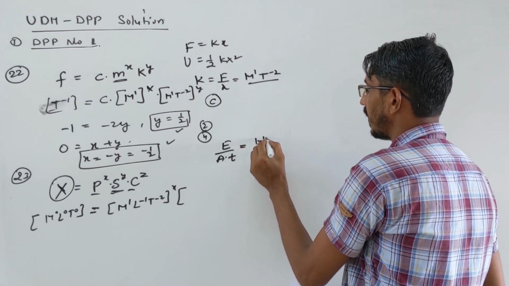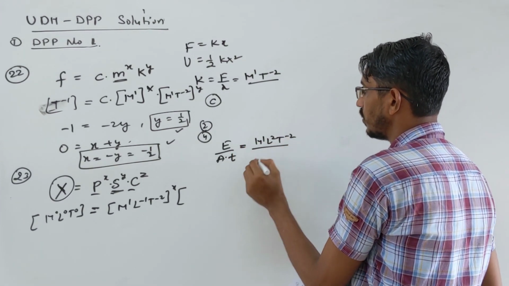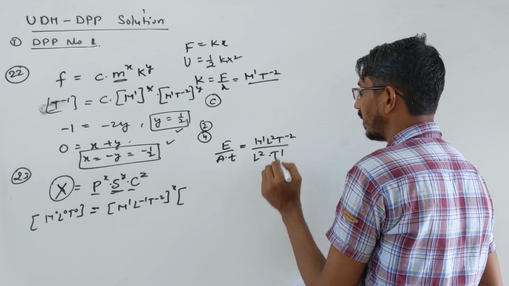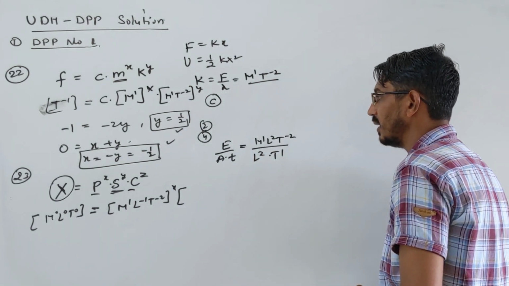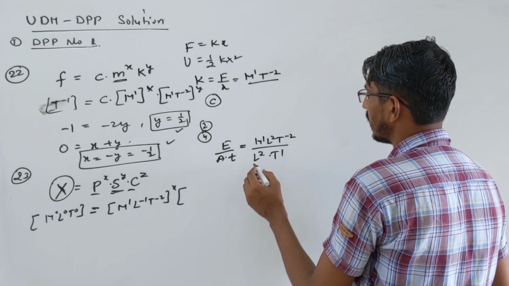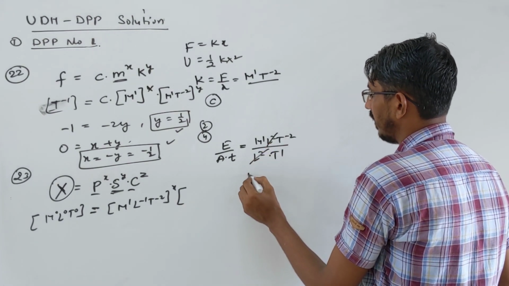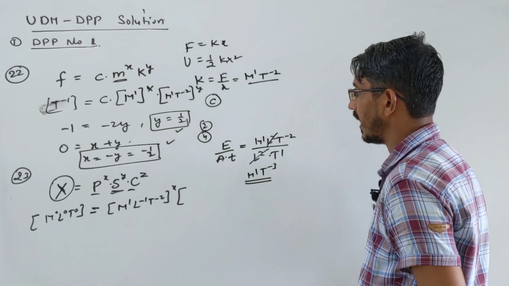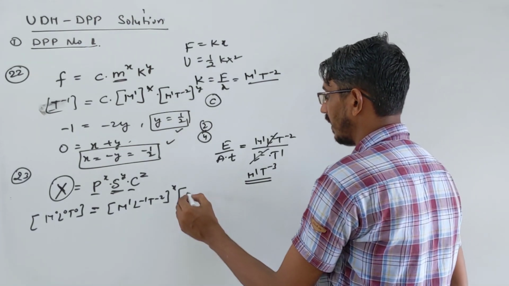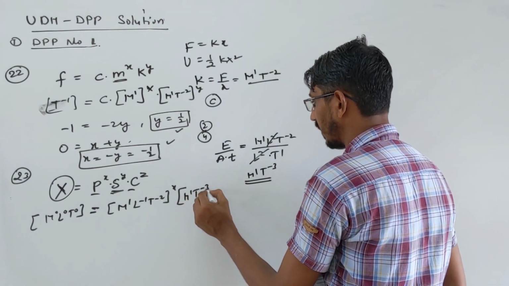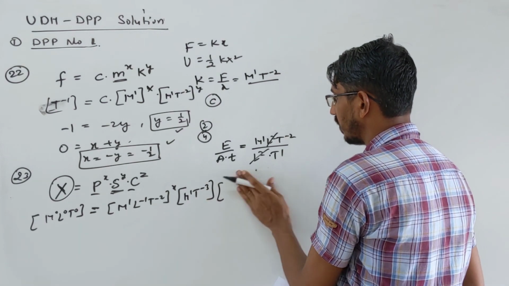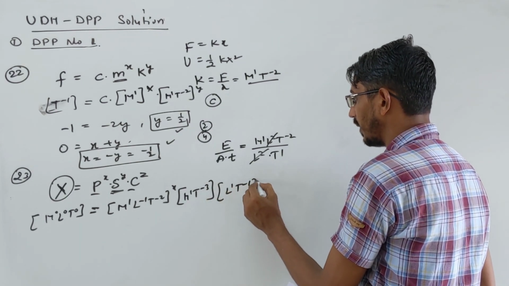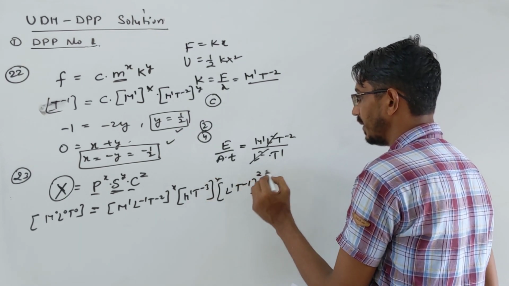So energy means M power 1, L power 2, T power minus 2, and area means L power 2. So this comes to M power 1, T power minus 3. This is the dimension of S. M power 1, T power minus 3, and C is the speed of light, L power 1, T power minus 1, for Y and G.